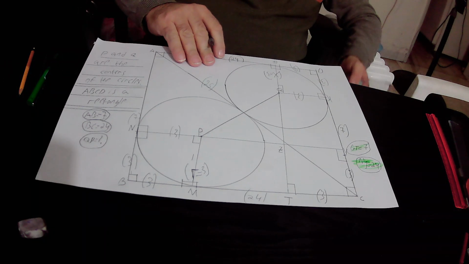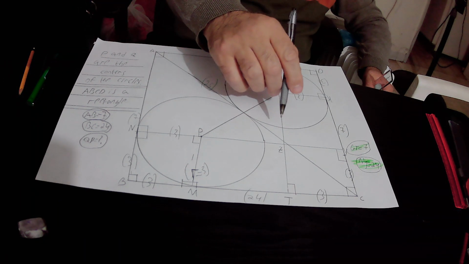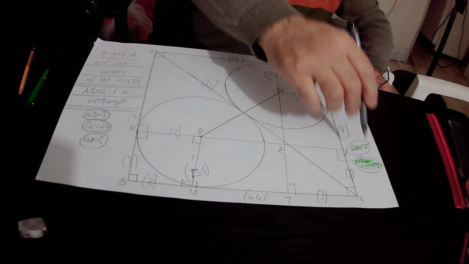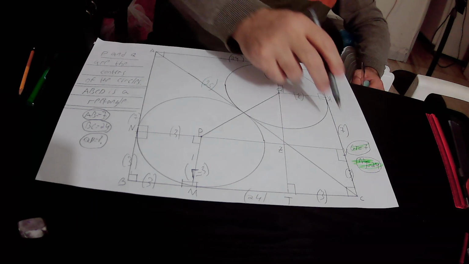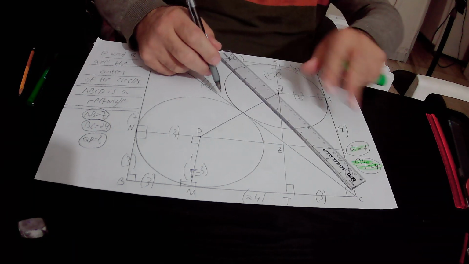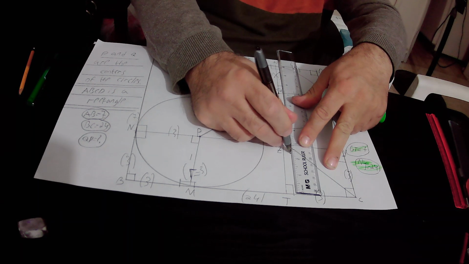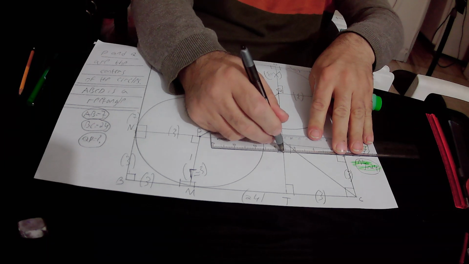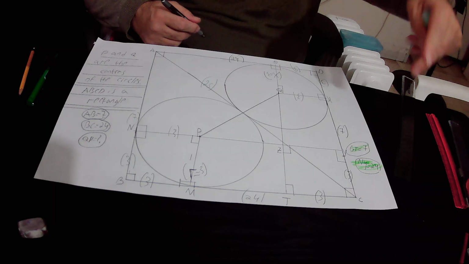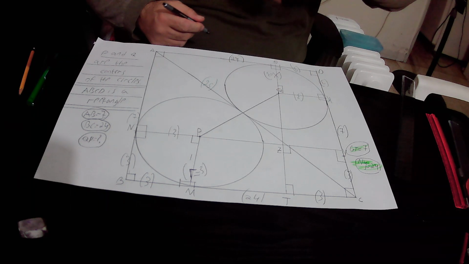In the next step, we'll focus on the small quadrilateral ZYTC. In this small quadrilateral, we have 1, 2, 3 right angles, therefore the fourth angle here must also be equal to 90 degrees. So we can relate to this quadrilateral ZYTC as a rectangle because it has 4 right angles.